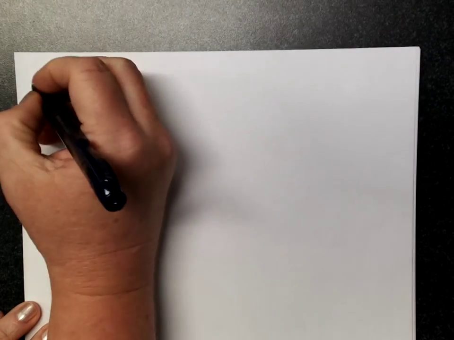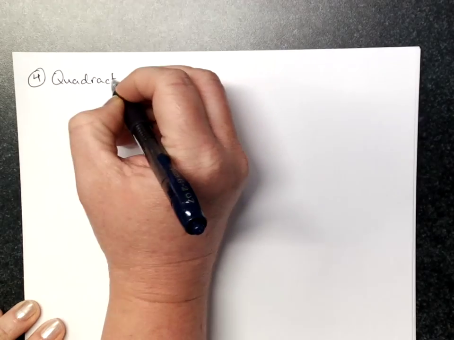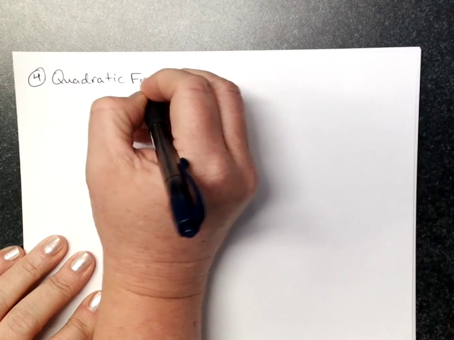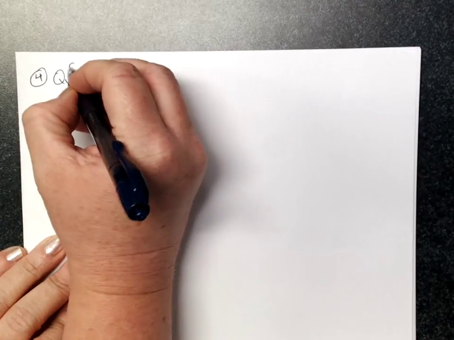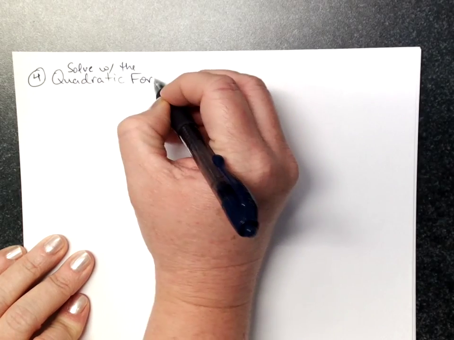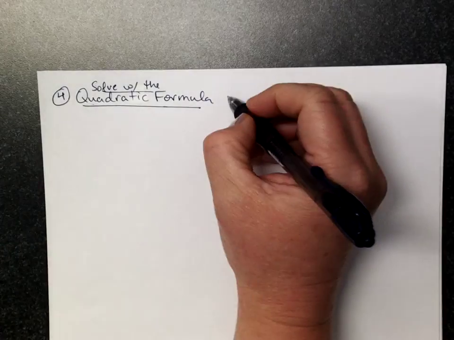So, the summary, study page, and examples for our fourth method, called the quadratic formula. Oh, I meant to write solve with the quadratic formula. Okay. And this is 12.2.